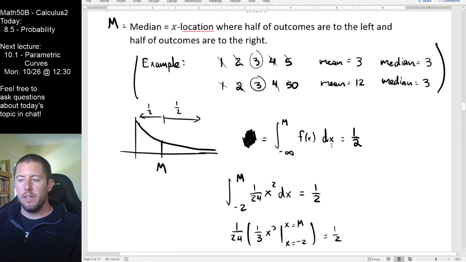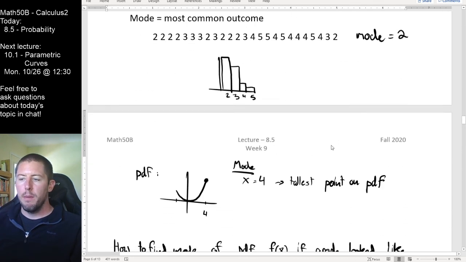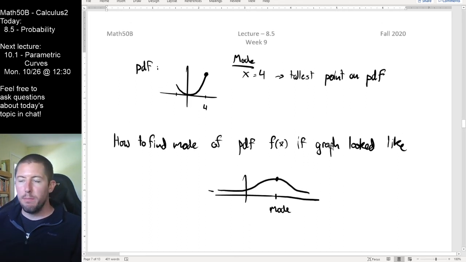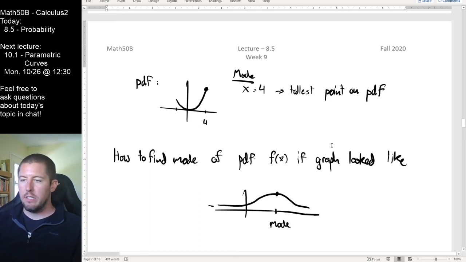The median is where we've accumulated half of all the probability. The mode is always going to be the highest point that we experience here. It's the maximum over an interval. You discussed maximums over a closed interval last semester in Calc 1.